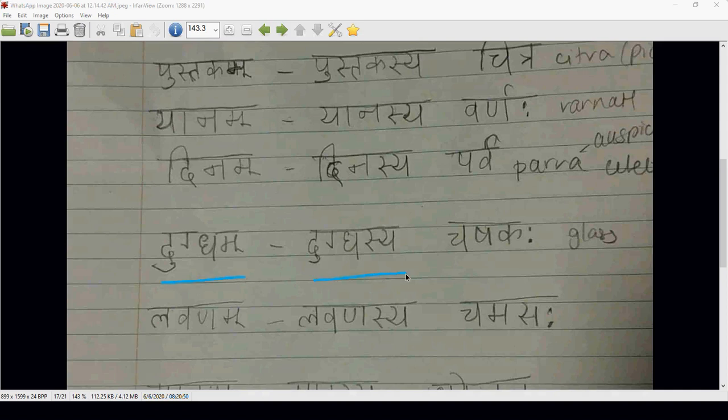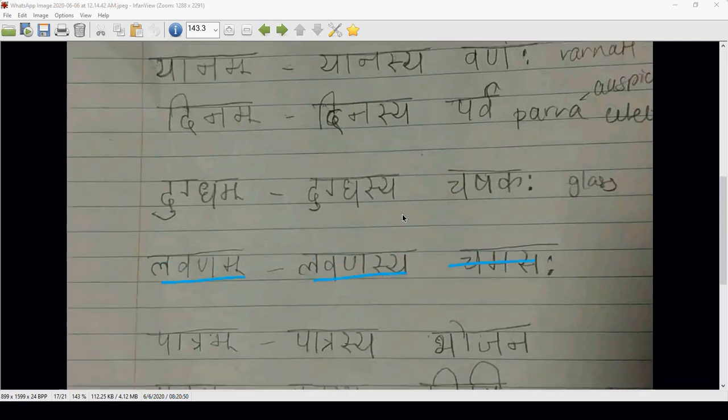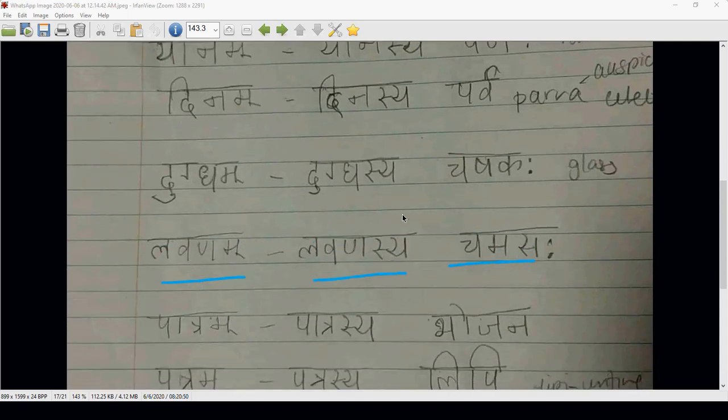Okay, yeah, I was finding difficulty. Okay, next one. Dugdasya chashakaha. Yeah, good, this is good. Dugdasya chashakaha, glass. And? Lavanasya chamasaha. Lavanasya chamasaha. Chamasa, everyone knows, chamasa is spoon, right? That spoon, yeah. And lavanam is? Salt.